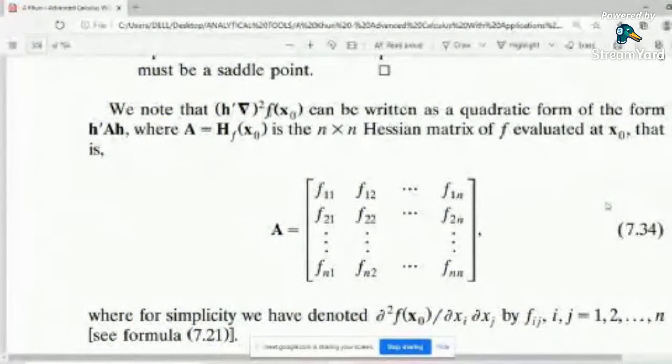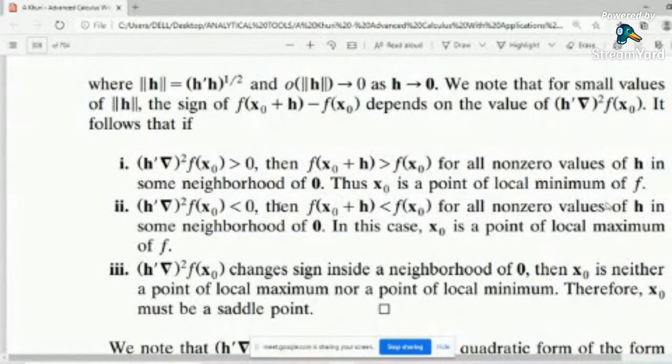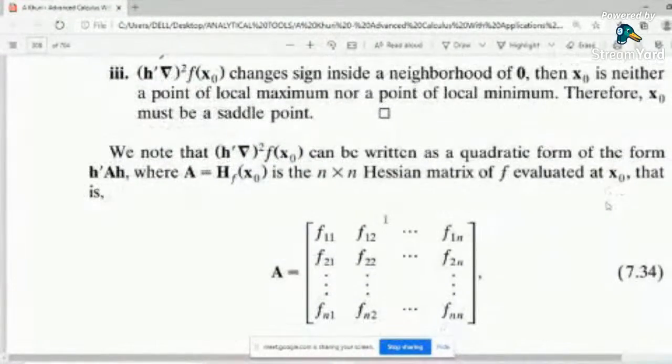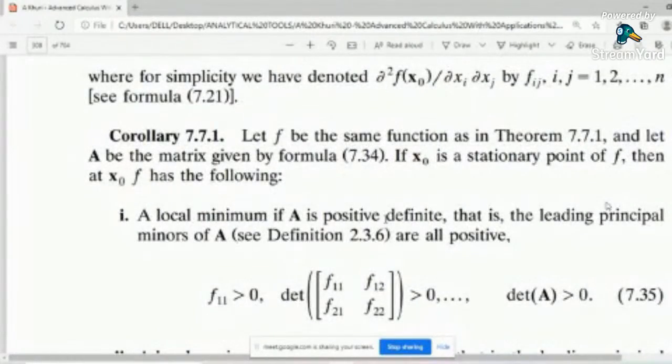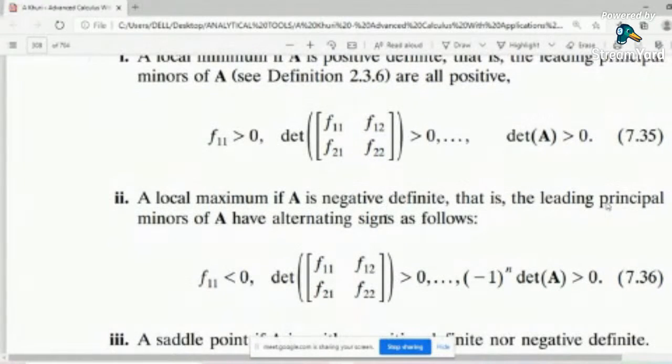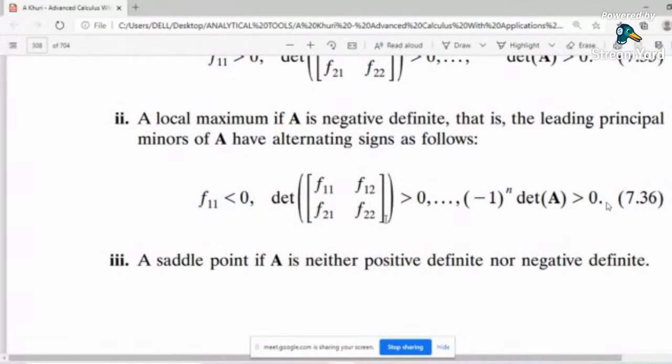When h prime del square f of x is less than 0, we can say that x0 is a point of local maximum. So from the principal minors of A, we can say whether x0 is a point of maximum or x0 is a point of minimum.